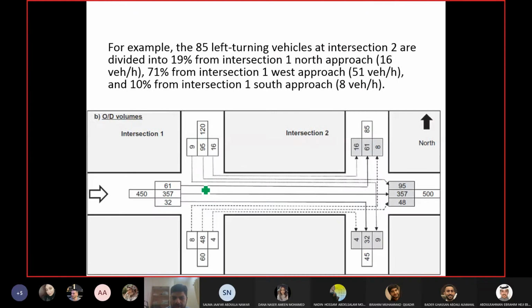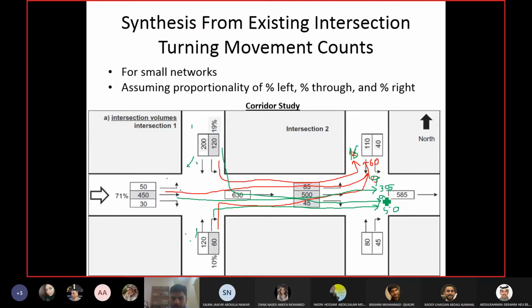Okay, so now they are saying from here. So again, what you were saying, 355, I think there may be some approximation here. So this is what we have already calculated, right? 355. Okay, so this is 95. So from 120, 16 are contributing towards the left-hand movement, and 95 is contributing in the 500 movement, and then the remaining will be contributing towards 45.